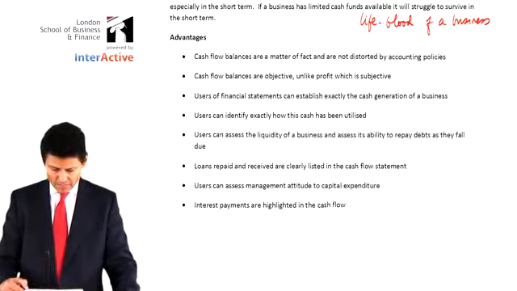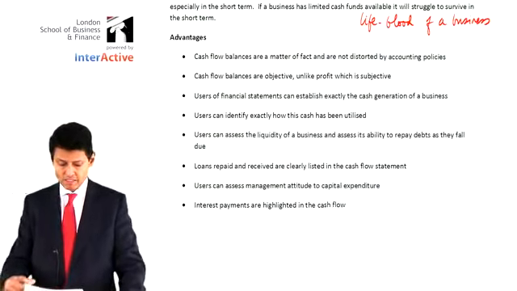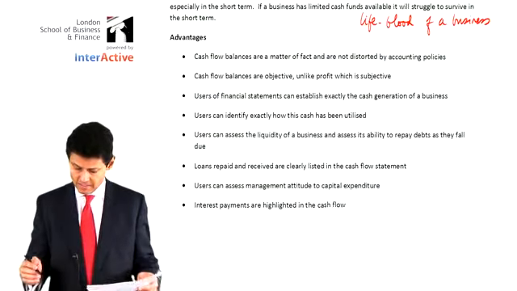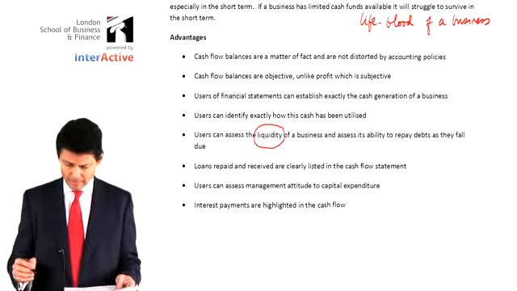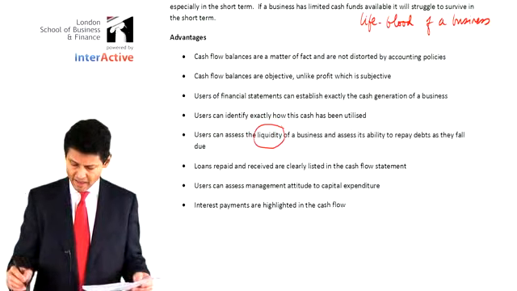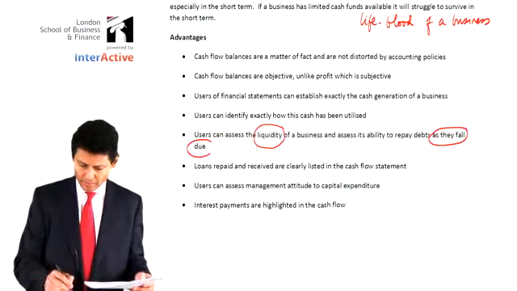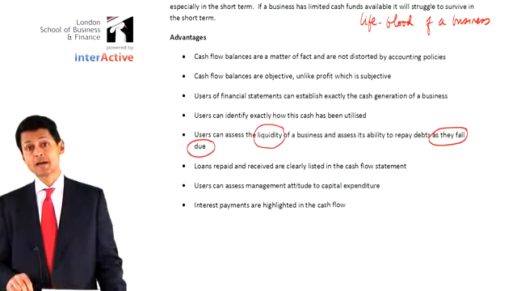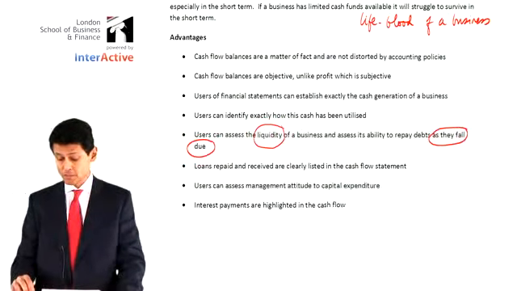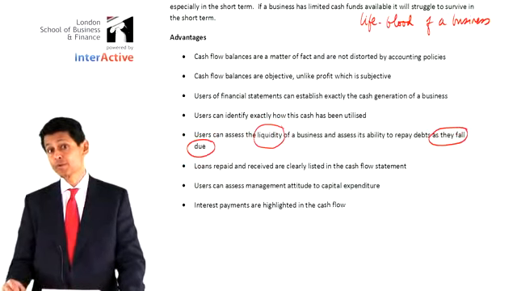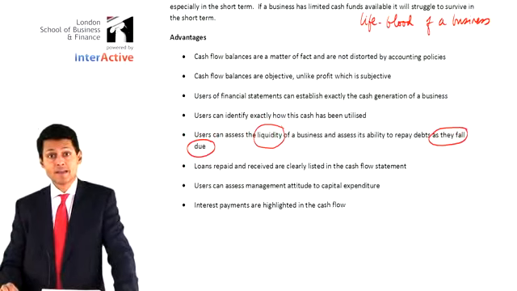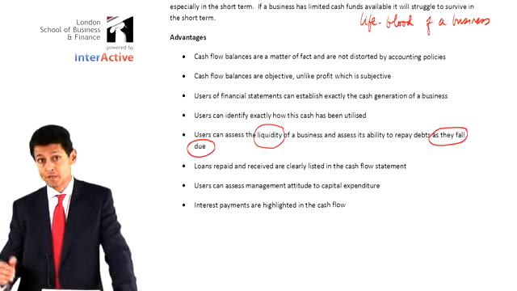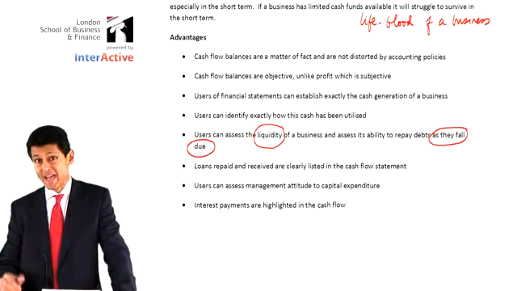All right, what else? Another one, users can assess the liquidity of a business, must underline that, liquidity of a business, and assess its ability to repay debts as they fall due. One of the problems, of course, in an economic downturn is that companies, individuals are unable to pay debts as they fall due. And so the lender comes along and takes away the business's asset, the individual's asset, the security, because, of course, of the inability to pay as they fall due.